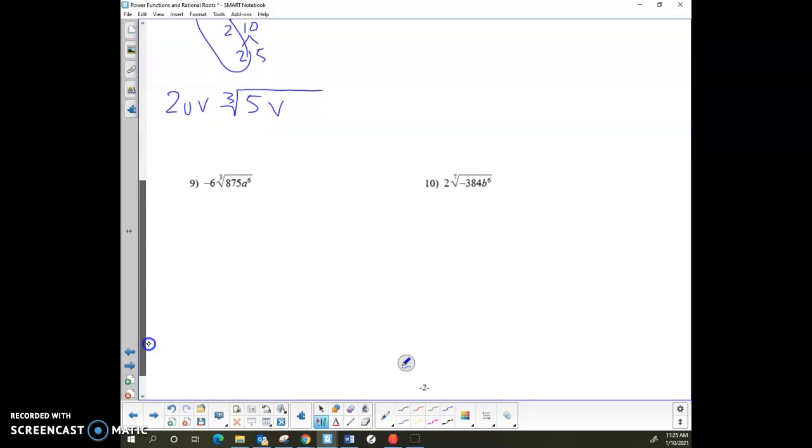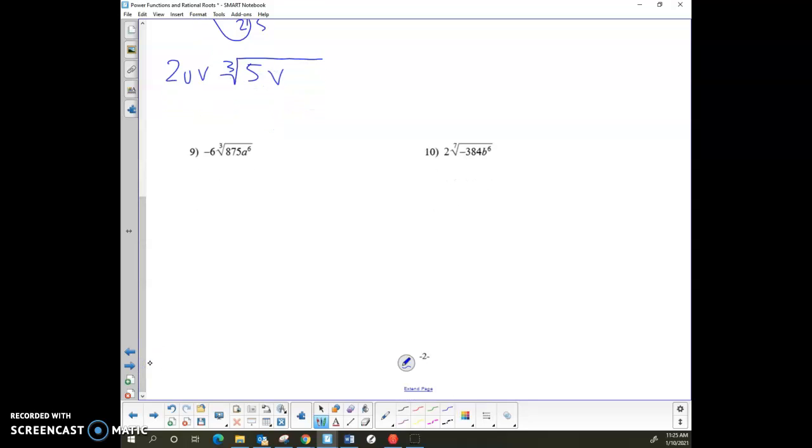All right, we're going to skip down to number 9. Notice in this one, I already have a number on the outside. For right now, I'm just going to ignore it, and we'll bring it back later. 875 has to be divisible by 5. This ends up being 5 times 175, which ends up being 5 times 35, which ends up being 5 times 7.